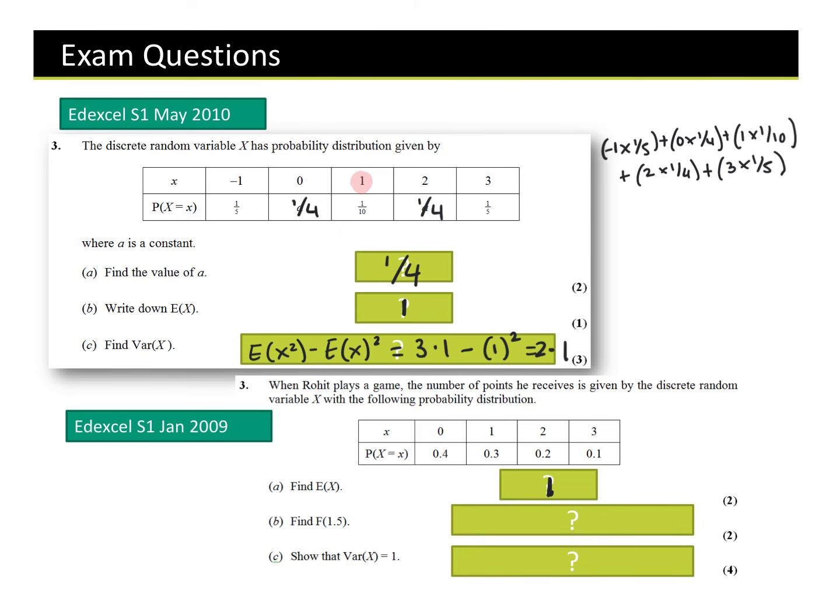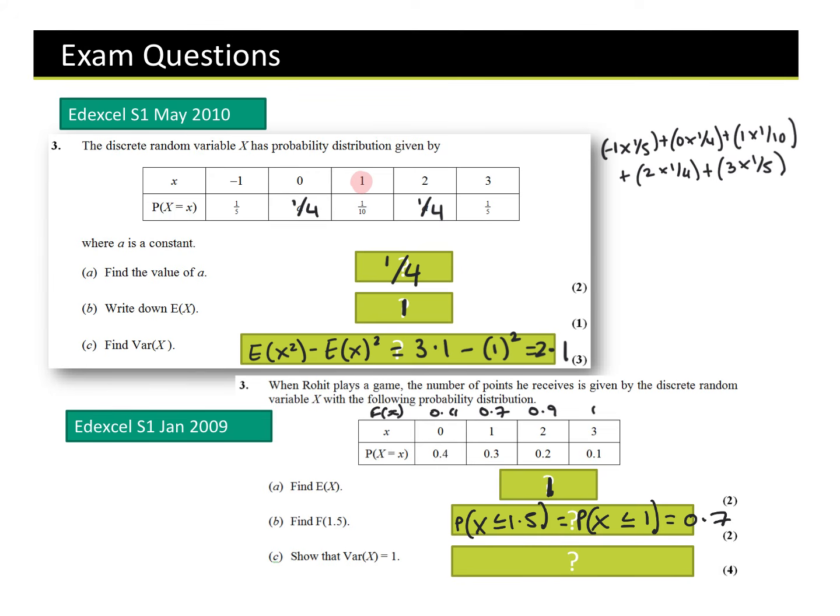Find F of 1.5. Remember, this is the probability of x being less than or equal to 1.5. Now, we then round down. So this is the same as the probability of our distribution being less than or equal to 1, which is the cumulative frequency. If I was to draw this cumulative frequency, our F of x, I'm going to have 0.4, 0.7, 0.9, and 1. So that's going to be 0.7.